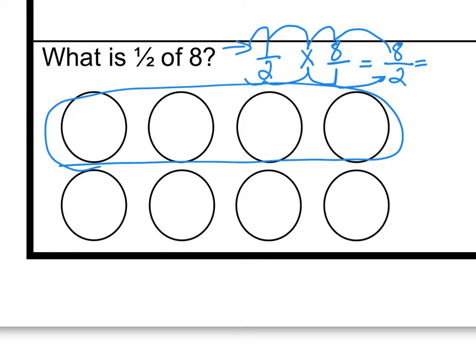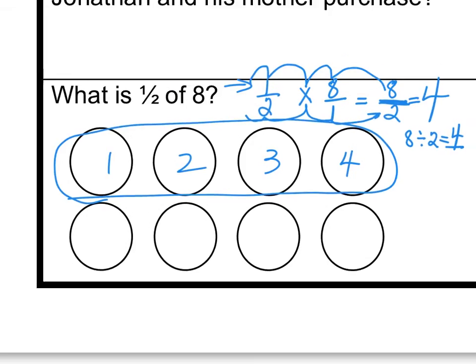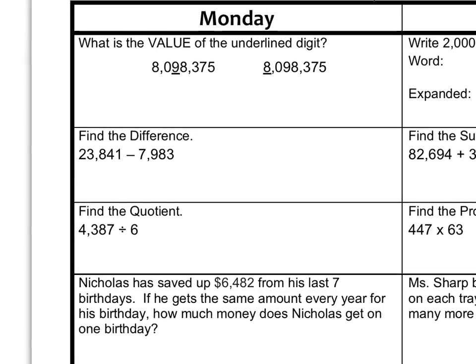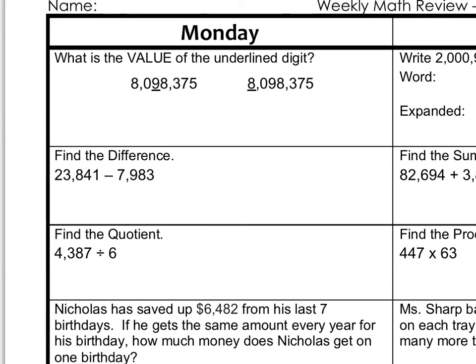And so you can see this really means 8 divided by, because that's what that middle line means, 2 equals blank. And you can see we've got 4 wholes there. So the answer, half of 8, equals 4 wholes. Okay? Now we can go back up to the top. That's our new skill we're going to be focusing on for the week.